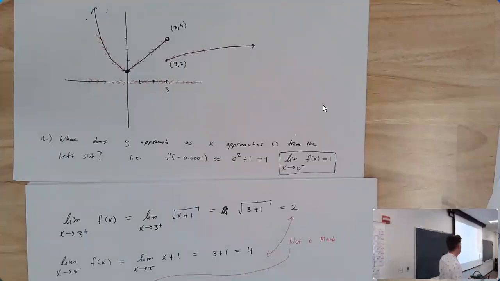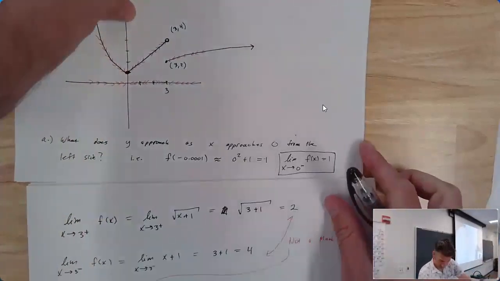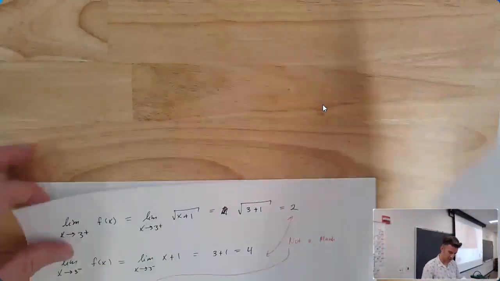I would always encourage erring on the side of giving more information rather than less. So if I were asked about this, I would say, oh, the limits from the left and from the right are not the same. So I know I have a limit that doesn't exist there. Let's do some more examples. Yeah, let's keep things in order.